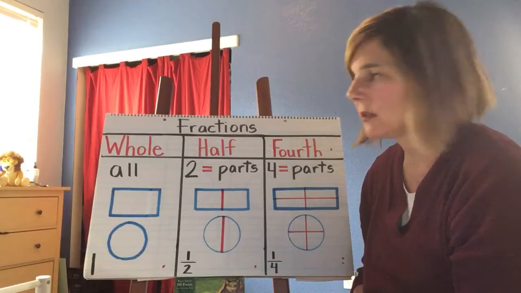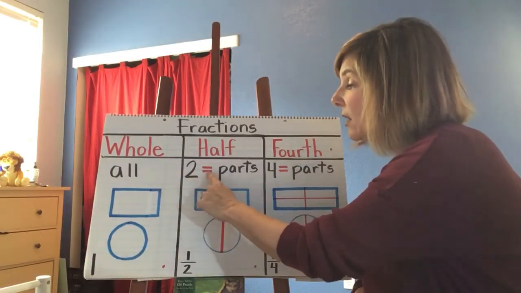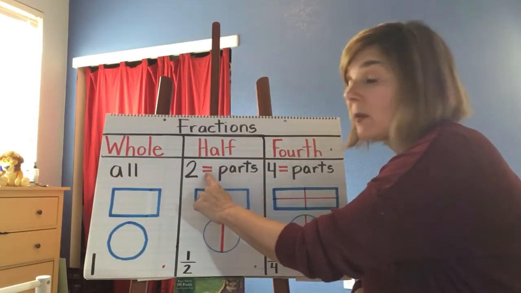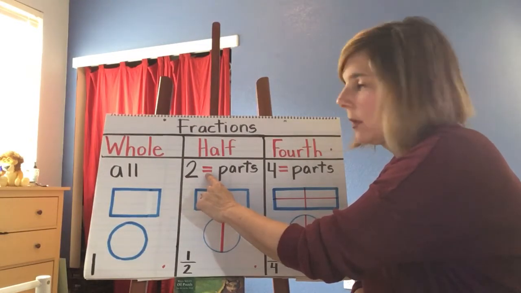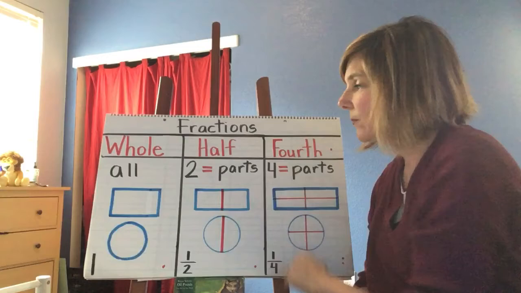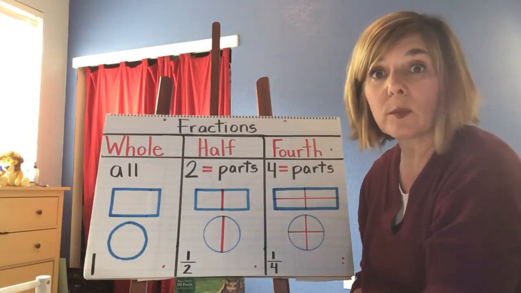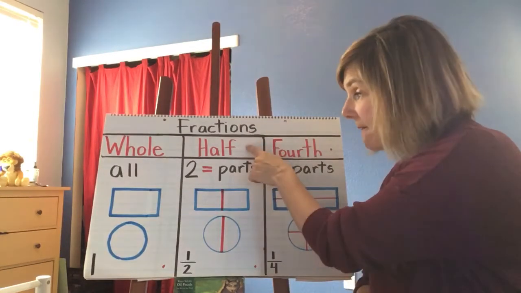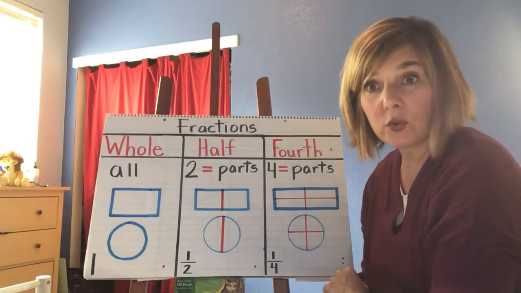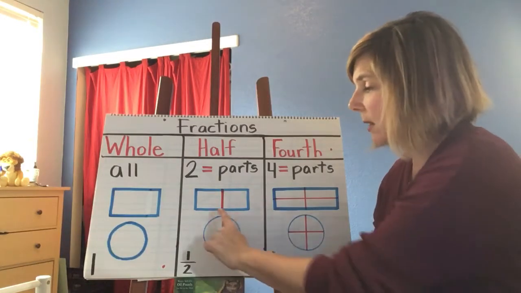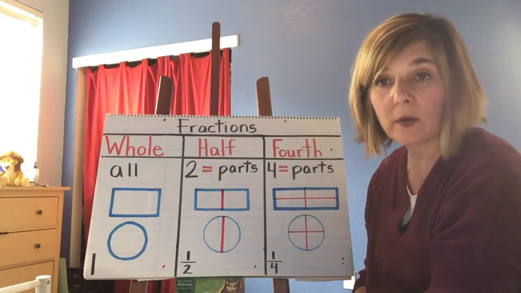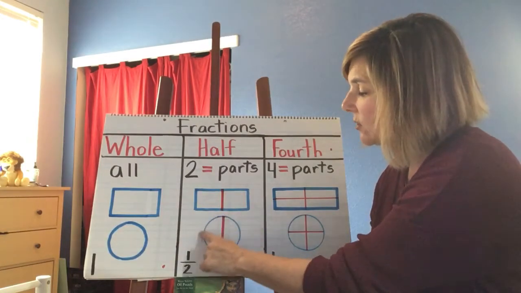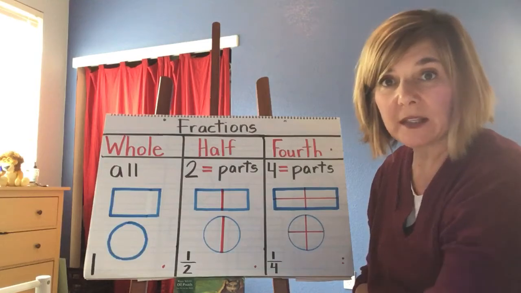Let's see what half means. Two equal parts. Remember, I said I would use my math symbol there instead of writing the word equal. Two equal parts. If something is divided in half, we can say it has two equal parts. See my rectangle? I divided it in half and it has two equal parts. Look at my circle. I also divided that into half.